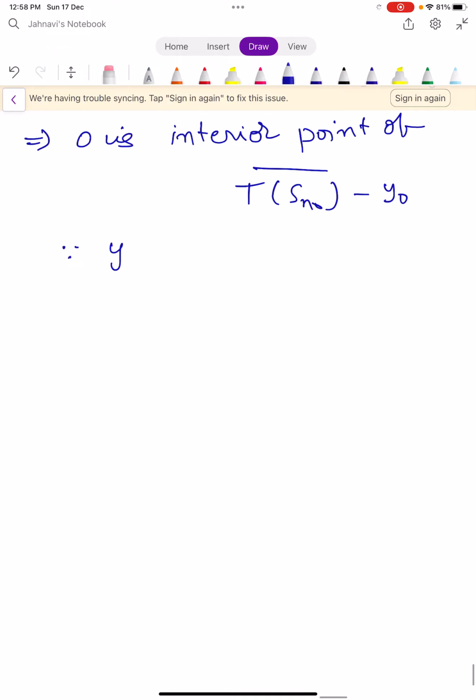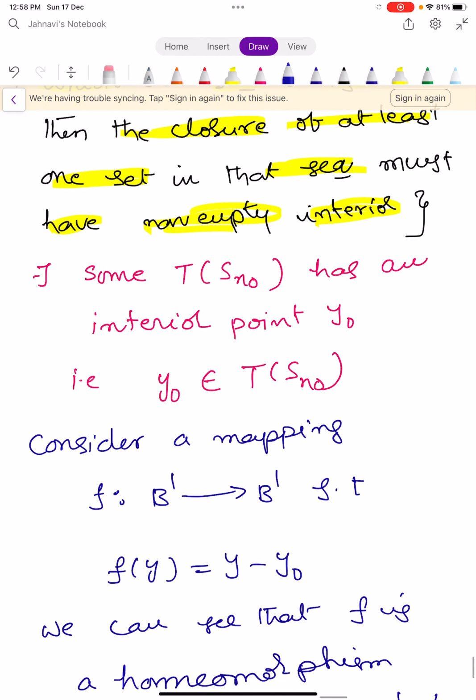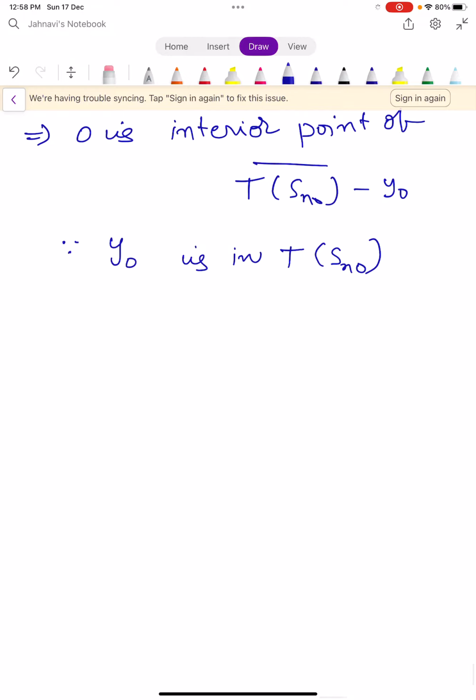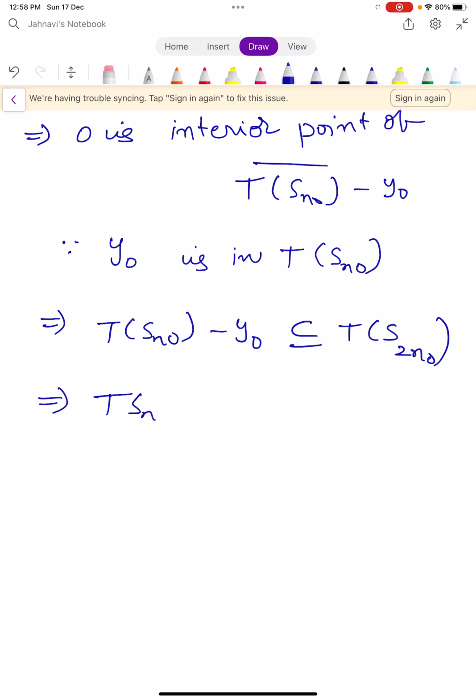Again, we know that in the initial stage, y naught is an element of T(S_n0), from the first Baire's theorem. Now applying the same property, T(S_n0) minus y naught is a subset of T(S_2n0), which implies T(S_n0 bar) minus y naught is a subset of T(S_2n0).